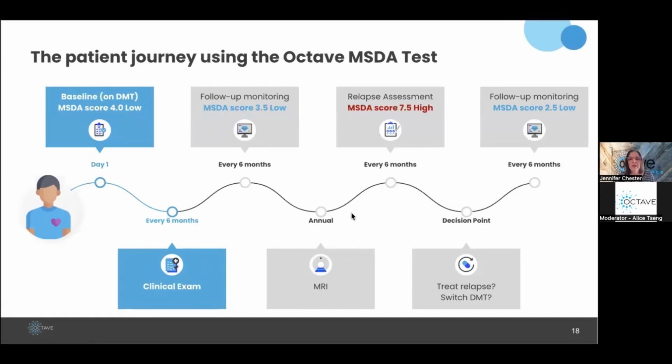But what happened here? So they had their annual MRI, everything looked good, but suddenly there's new symptoms. They checked the MSDA score and it's now high at 7.5. What do we do? Well, this tells us the treatment's not working. So this conversation happens here that maybe we need to change treatment. And so that's exactly what happens. The treatment is switched and they're rechecked 6 months later, and that score is now 2.5, which is low, back where we want to be.